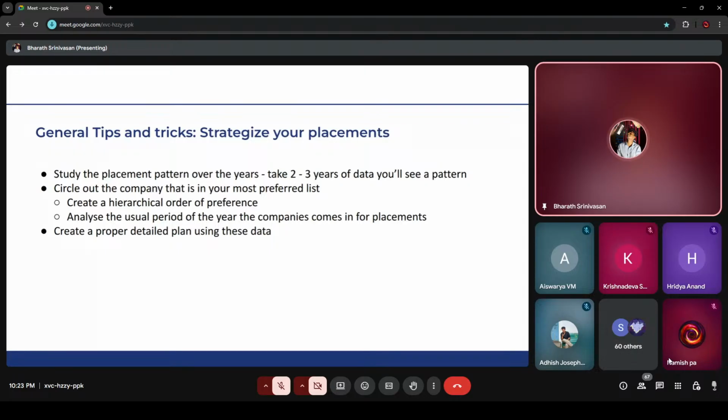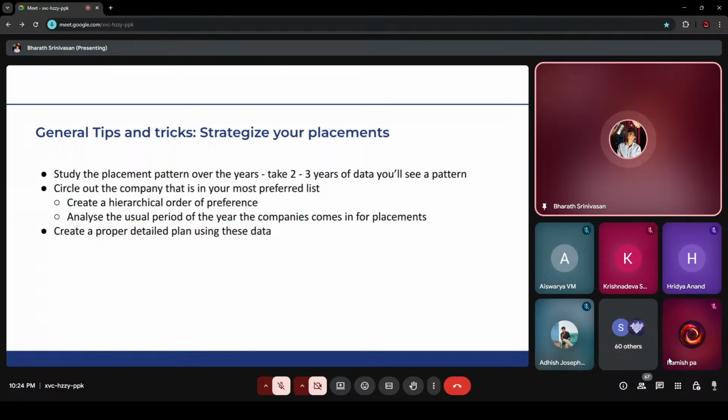Next is a proper detailed plan. All right. So you have to have a plan A, plan B, plan C. At least I would say I had a plan A, plan B, plan C. And again, with a lot of luck, I was able to stick with just plan A. Plan A panned out for me, but always have a plan A, plan B, plan C.